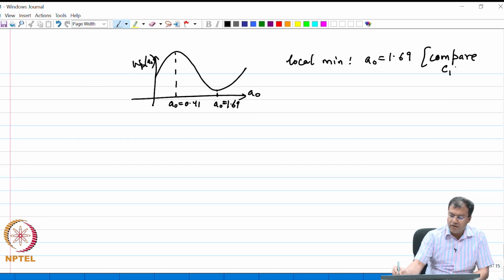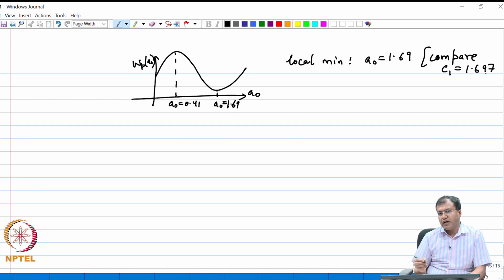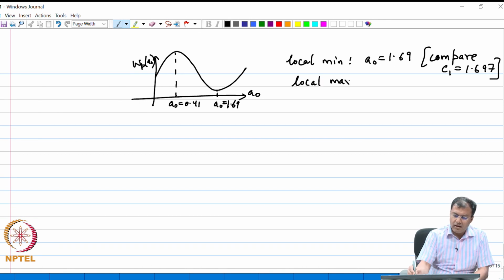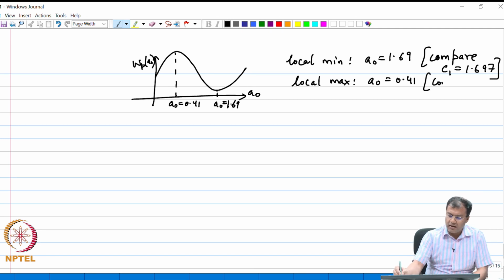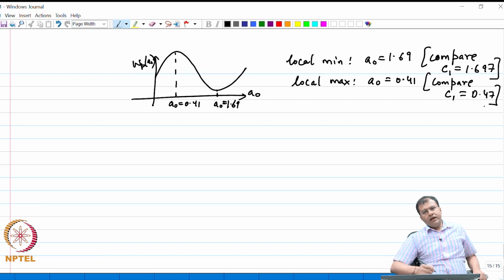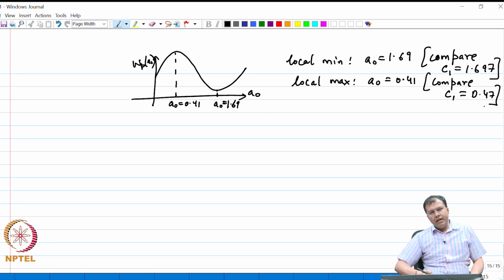compare the local min for C1, which was at 1.697 for the exact solution to the Euler-Lagrange equation. And the local max that we get here is at a naught equal to 0.41, and again compare it with the local max at C1 equal to 0.47. So, it seems that in this case my minimum and the maximum are quite accurately captured by the Ritz method of the original extremal.